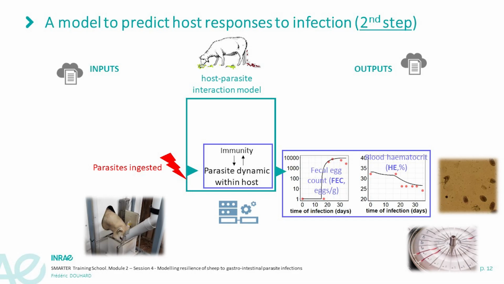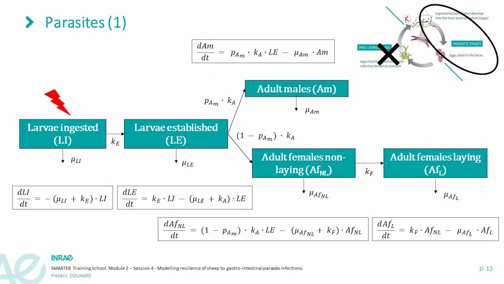So now our input is the number of parasites that have been ingested, and our outputs are the fecal egg count and the blood hematocrit. And the two things that we'll try to model are the parasite dynamics within the host and the immunity. And this is why we call it a host-pathogen interaction model, because there is an interaction in both ways. I remind you that we focused only on the parasitic stage, and we forget the free living stage because we are in the context of artificial infection.